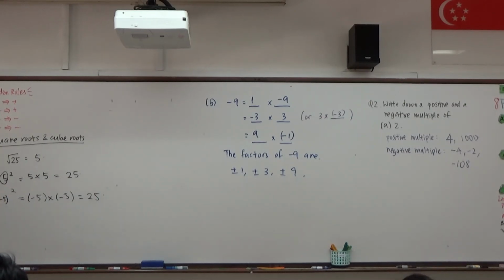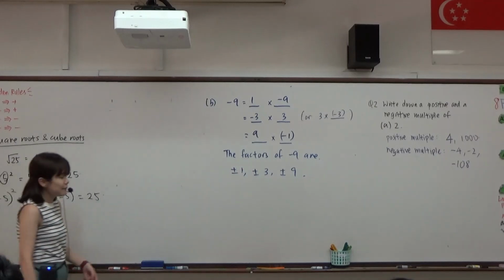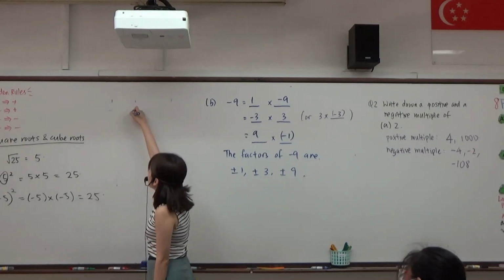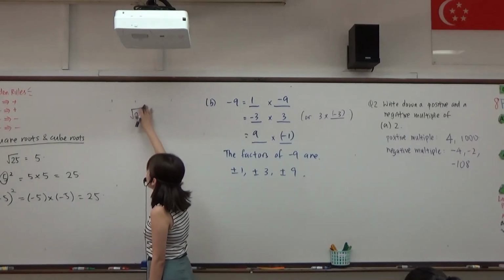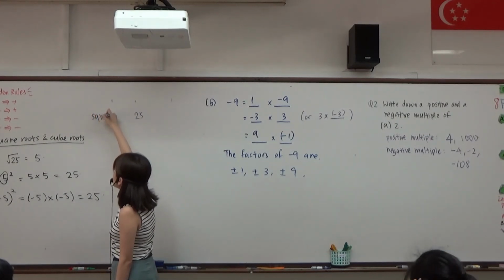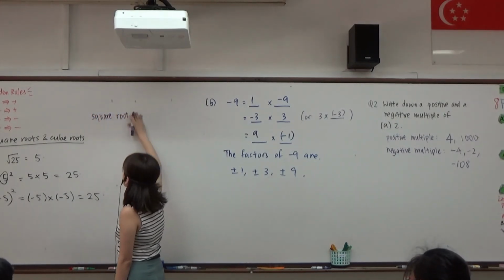Okay, so I want us to pay attention to the fact that there are brackets around negative 5. Negative 5 bracket square means negative 5 times negative 5, and that gives us 25. So what am I trying to conclude over here is that in the square root of 25. Maybe I don't use the square root sign yet. I'll just use the words square root of 25.